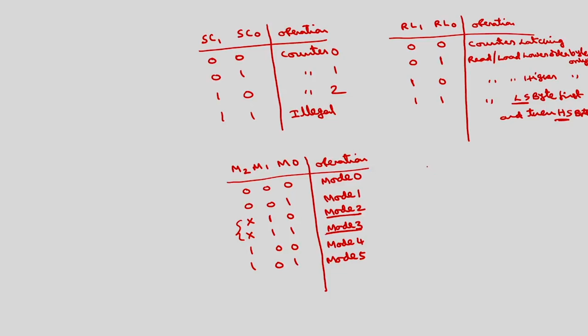And then the last bit is BCD. If this bit is 1, BCD count. If this is 0, binary count. This is about the control register. Now, how to interface this 8254 to the 8086, how to operate in 5 modes, how to generate precise delays, and how to generate square wave and different waveforms, that we will discuss in the next lecture. Thank you.